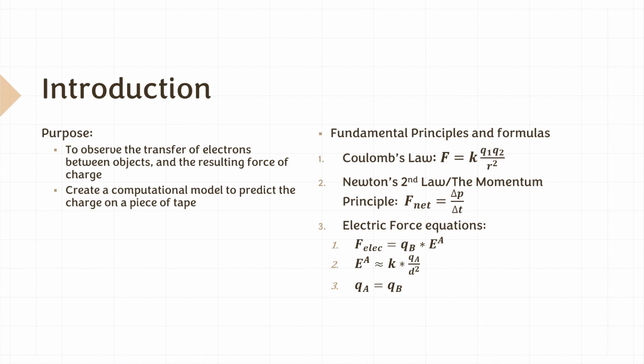The purpose of this lab is to observe the transfer of electrons between objects, and in our case, tape. Once this transfer occurs, we will observe the charge of the tape when it encounters other objects. Then, we will create a computational model using GlowScript to predict the charge on the tape.